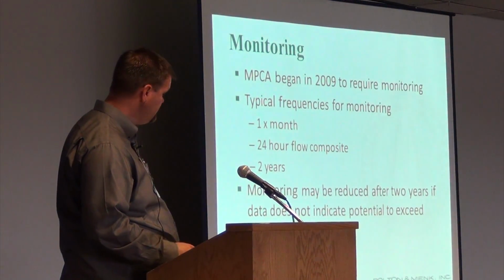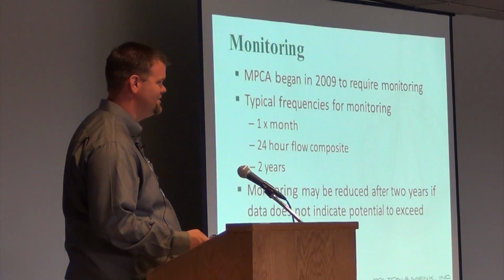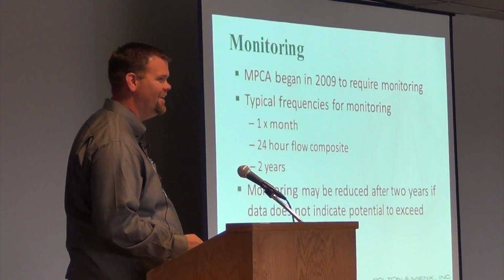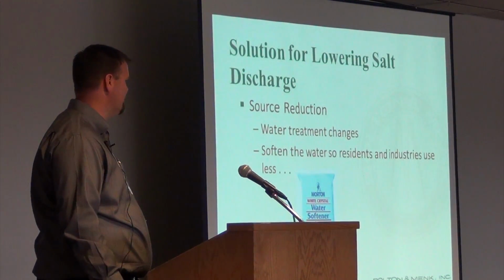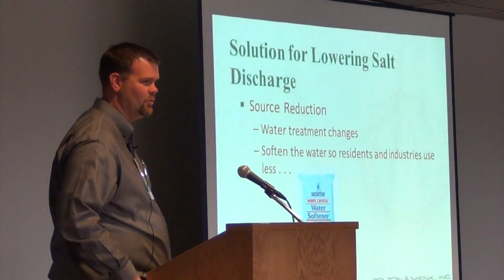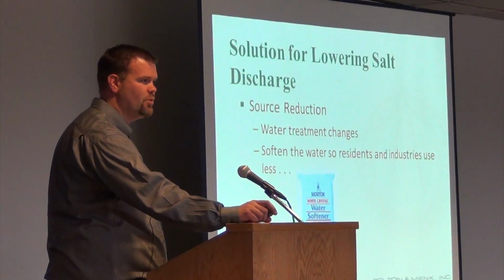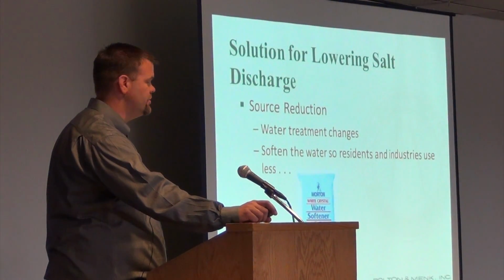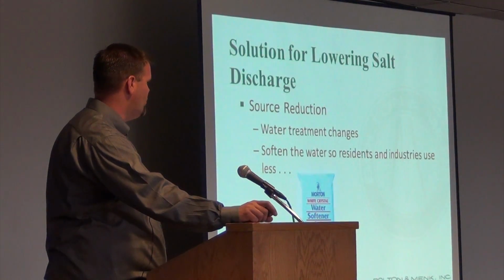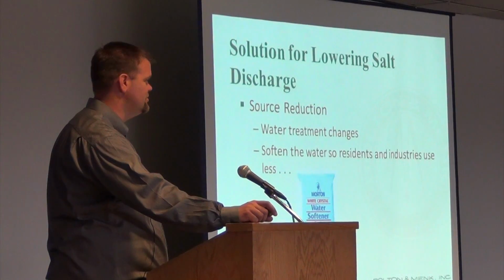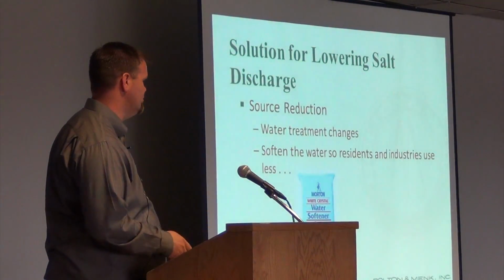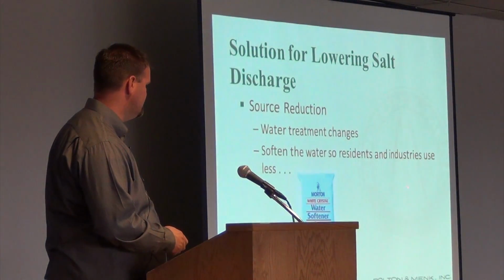Now I'm gonna go back to this, how to keep this out of the wastewater. Solutions for lowering our salt discharge. And water treatment was one way that causes the problem, but this is also how you can help solve the problem. Change the water treatment. Basically soften the municipal water so that your residents use less of this salt.